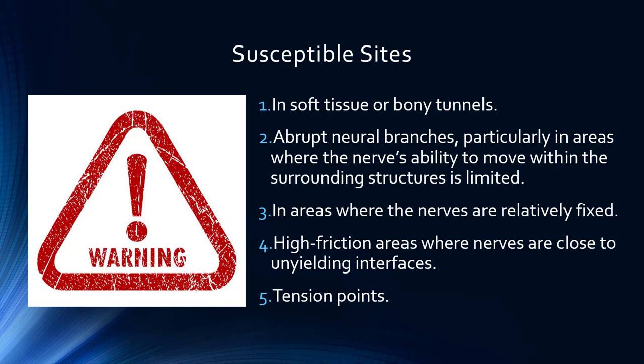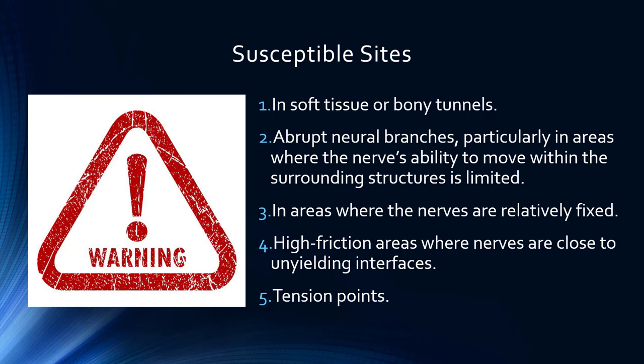Certain nerves are susceptible to injury because of their location or pathway. There are 5 susceptible sites. 1. In soft tissue or bony tunnels. A good example of this is the median nerve as it passes through the carpal tunnel at the wrist. 2. Abrupt neural branches, particularly in areas where the nerve's ability to move within the surrounding structures is limited.